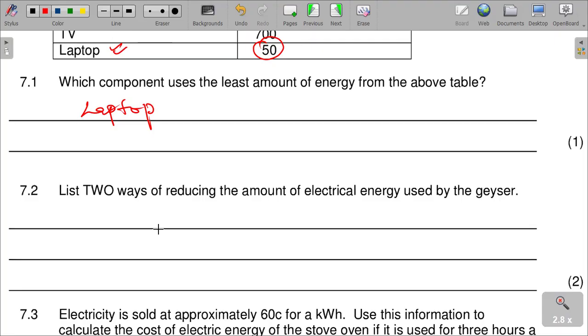List two ways of reducing the amount of electrical energy used by the geyser. How can the amount of electrical energy used by a geyser be reduced? So what can we do? One, you can use a geyser blanket.